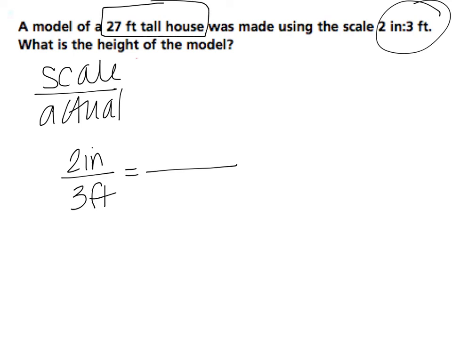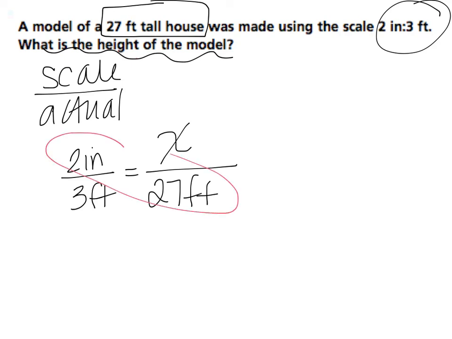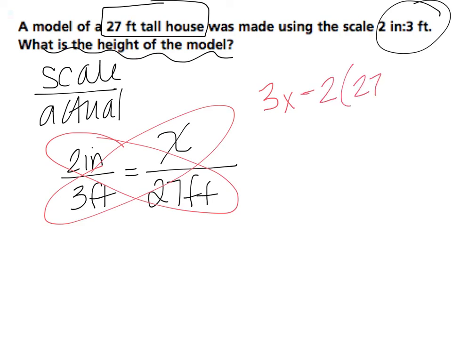And if you look here, we want our units to be in the same place. So the same in the numerator and same in the denominator. So we can put 27 feet here. And this is our unknown because we want to know what is the height of the scale model. So we can put our x there. And now we can just cross multiply. So we get 3x equals 2 times 27.